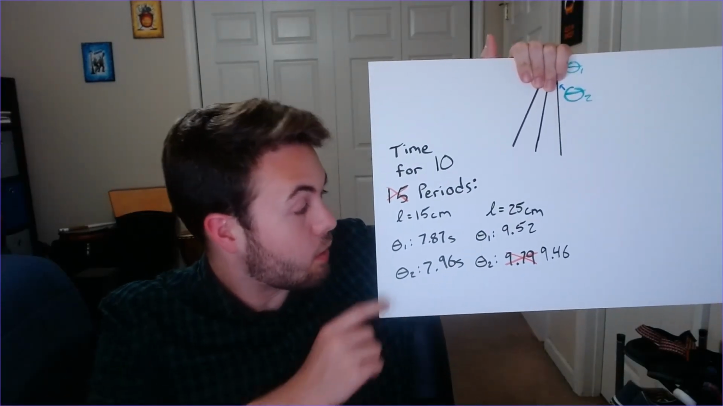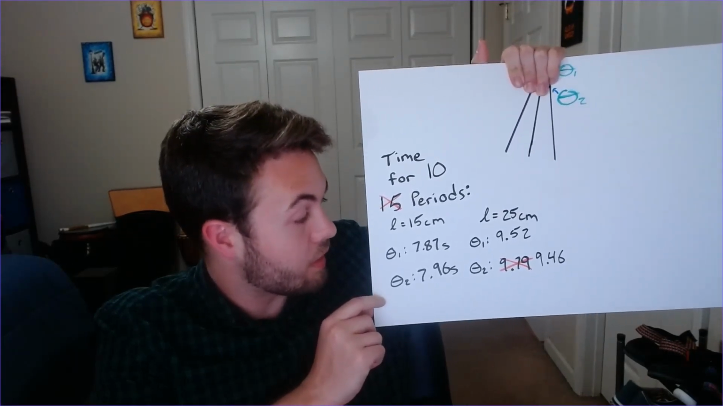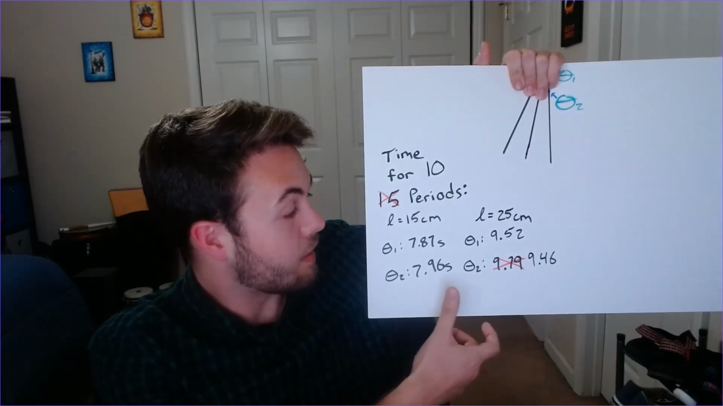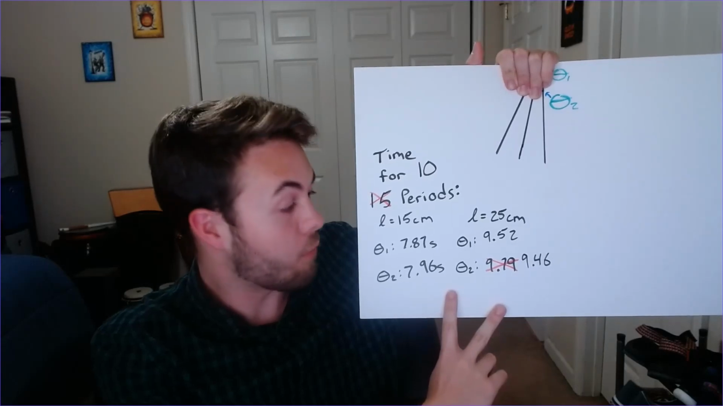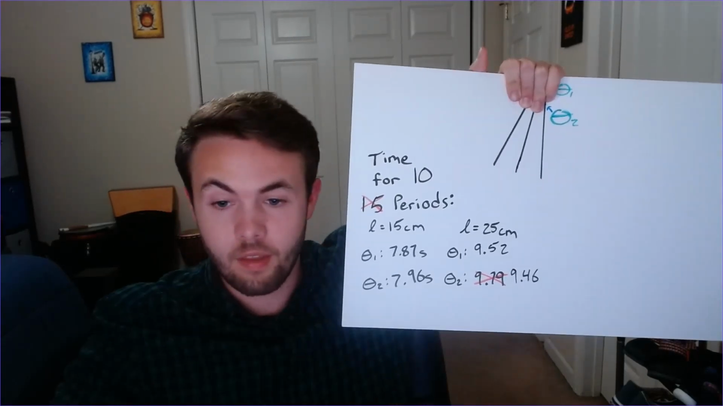Here you have it. Whenever you look at theta 1 and theta 2 for a length of 15 centimeters, you find that they're almost identical. And the same thing for the length of 25. But whenever you look at the difference between the two lengths, you find about 2 seconds difference. Therefore, we know that the length affects the period rather than the theta. There we have it. We found out that our derivation actually has real-life results.